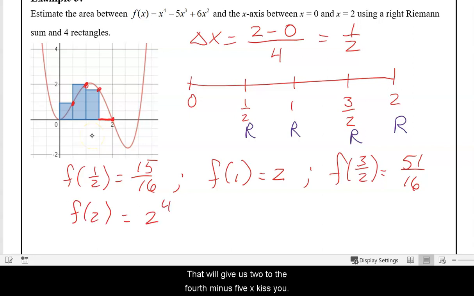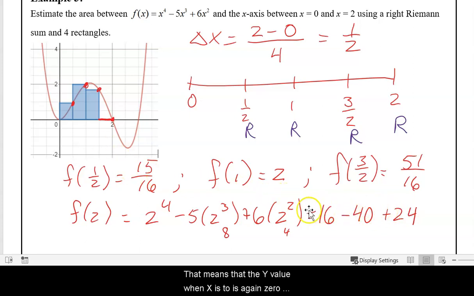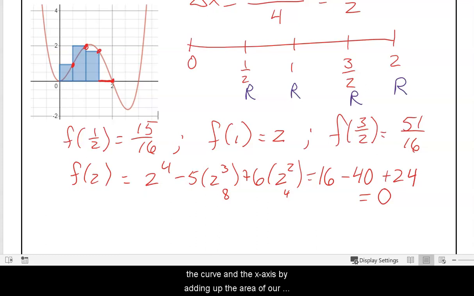That will give us 2 to the 4th minus 5 times 2 cubed plus 6 times 2 squared. 2 to the 4th is 16. 2 to the 3rd is 8. 5 times 8 will be 40. 2 squared is 4, and 6 times 4 will give us 24. That means that the y value when x is 2 is again 0, which makes sense since it's sitting right on the x-axis.